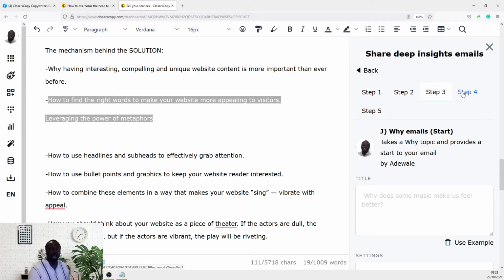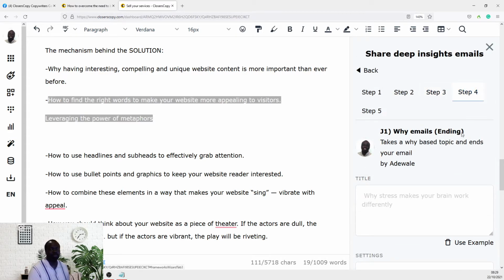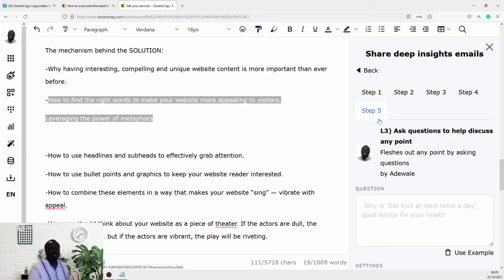And I also like the why emails, because sometimes you want to just answer a question of why a problem exists. So for example, here it says, why does some music make us feel better? So you can write around that topic. Again, it's got a start and an end. And sometimes when you are trying to fill up the answers here, you can then use step 5, which is asking a question. So you could basically ask any question and it gives you a good answer, which you can just slot into the email.